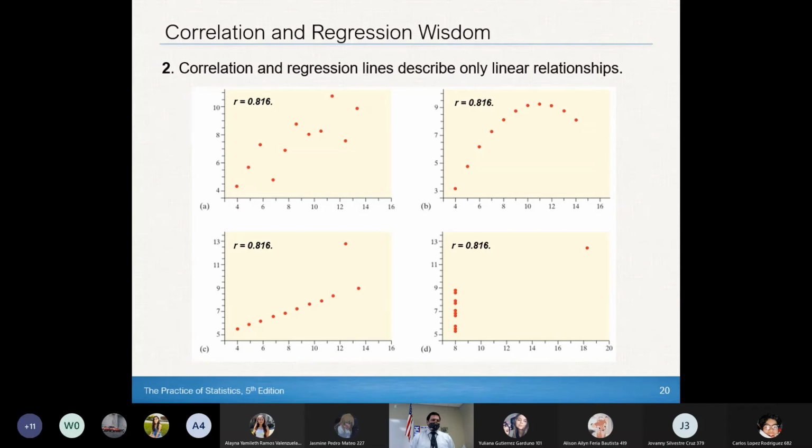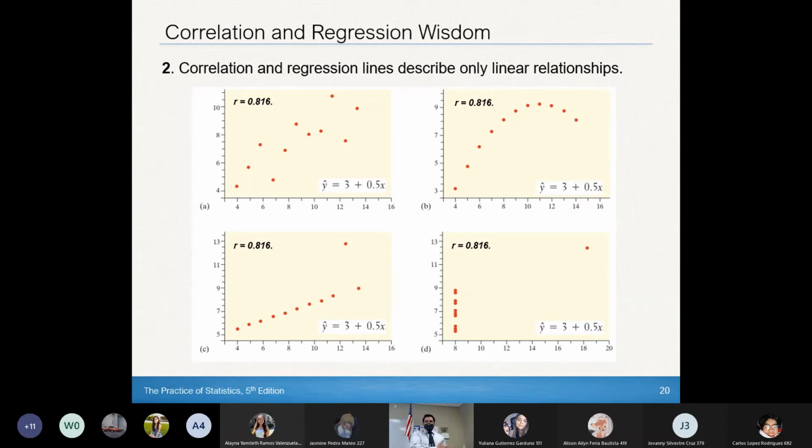0.816. Which is kind of surprising. All right. They also all have the exact same regression line, y hat equals 3 plus 0.5x. So this is just here to illustrate the importance of graphing your data.